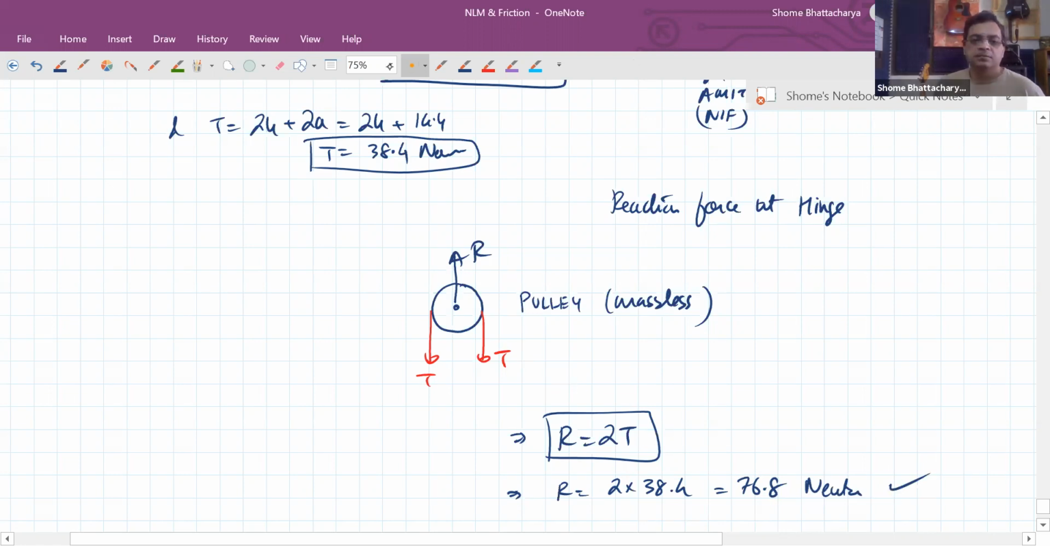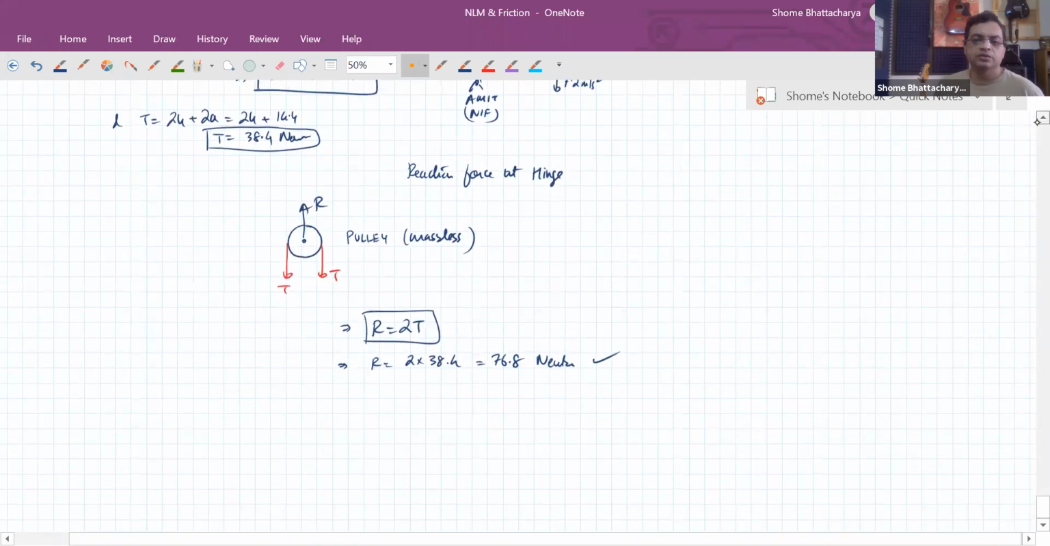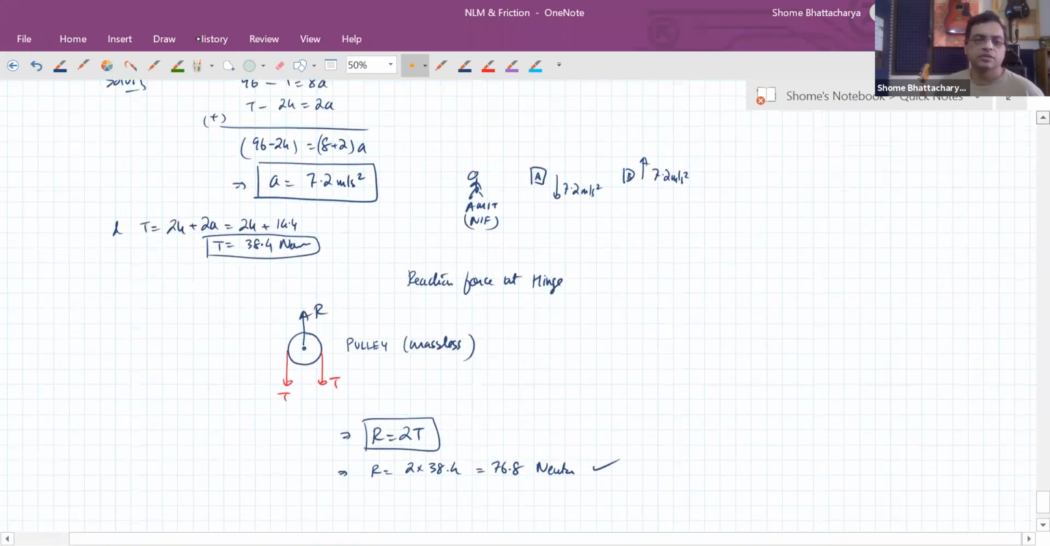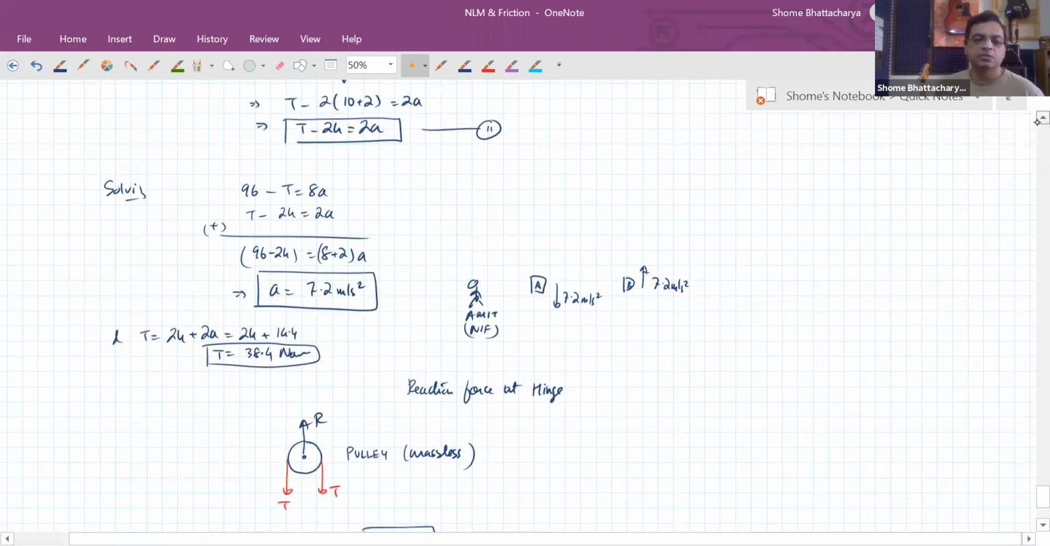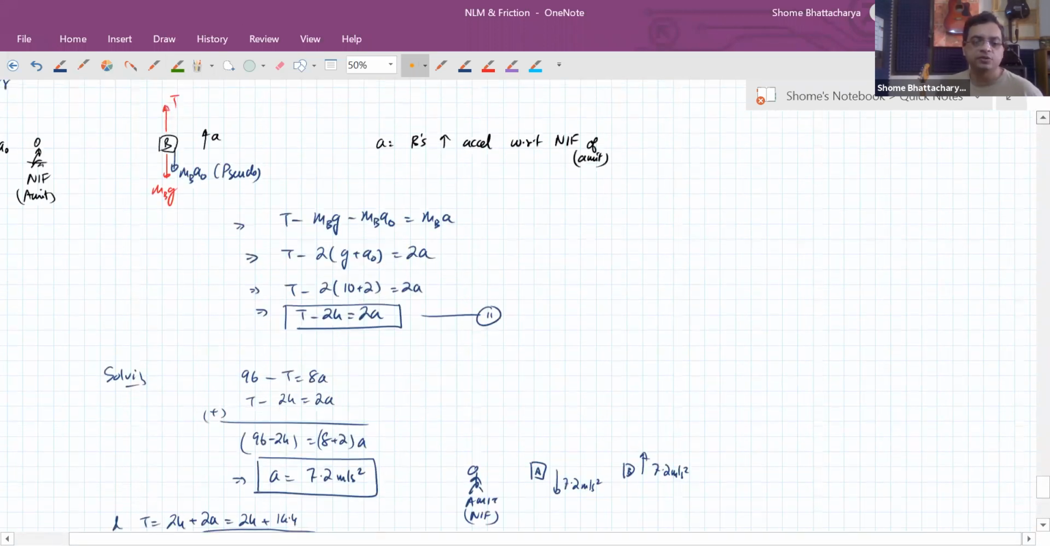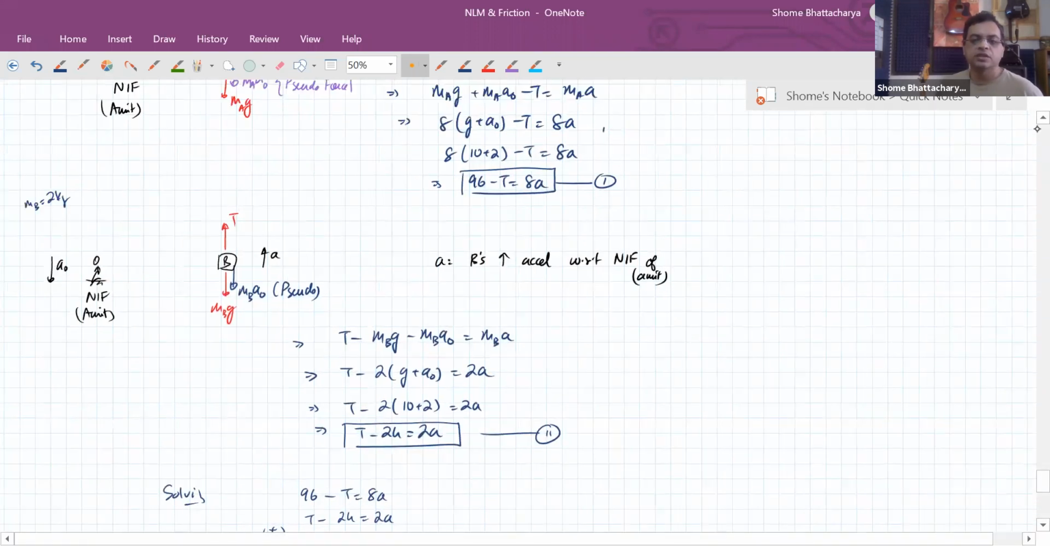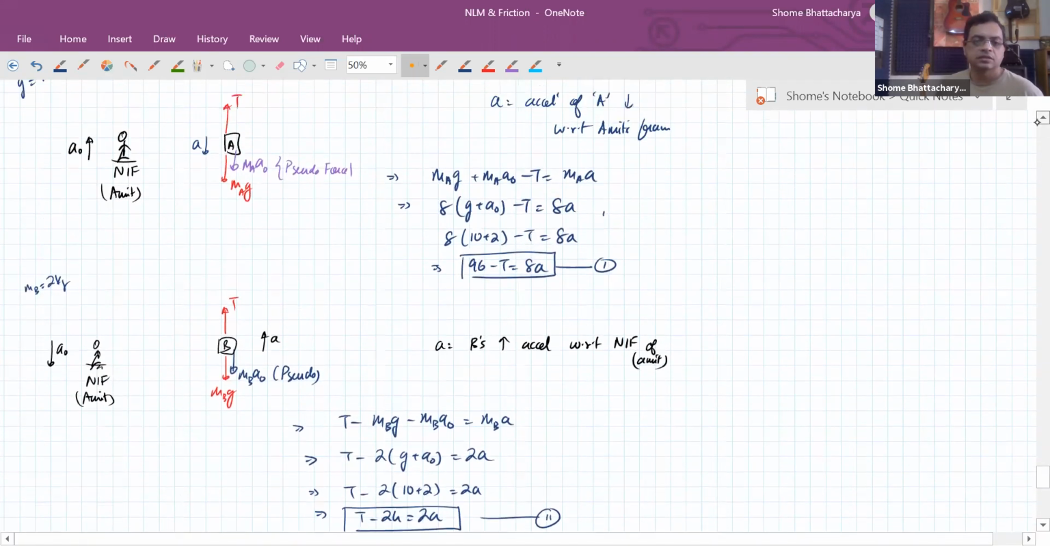This is the reaction force at the hinge. Okay, so this is an example of the application of the concept of pseudo force in a non-inertial frame, slightly more complicated than a single body in a non-inertial frame, because we have an Atwood machine which is inside a vertically accelerated elevator here.